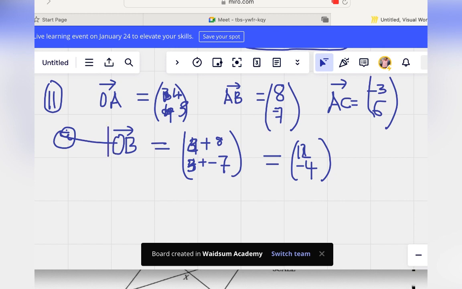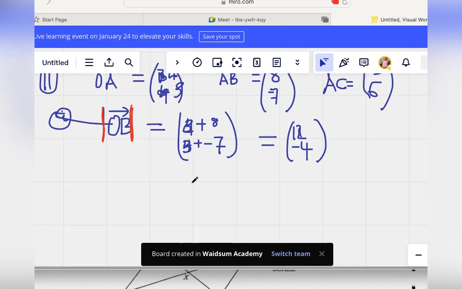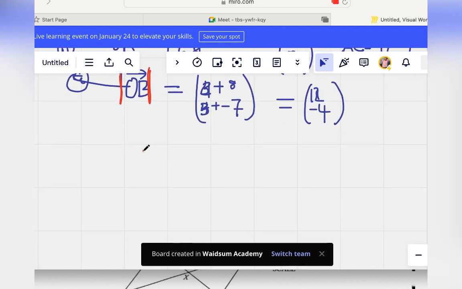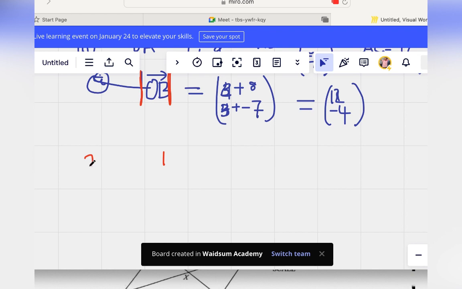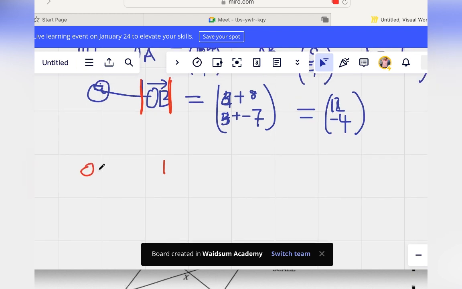Let me use a different color to make it conspicuous. It says find the magnitude of vector OB. These lines mean magnitude of OB. So after getting this vector, you will now continue to find the magnitude.